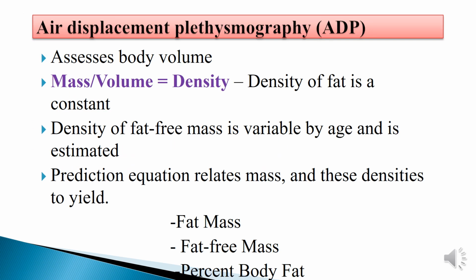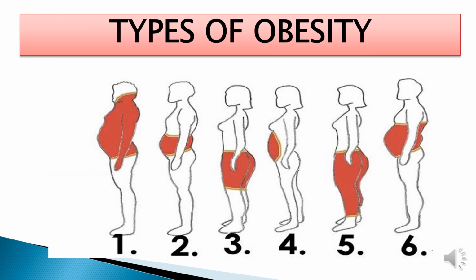So let's see about air displacement plethysmography, which is simply said as ADP. Here mainly the body volume, that is the density of fat free mass, is variable by age and is estimated. And the prediction equation relates mass and these densities to yield fat mass. That is fat mass, fat free mass, percentage body fat. That is, in the abdomen, the fat deposition is there. You can observe in this slide.